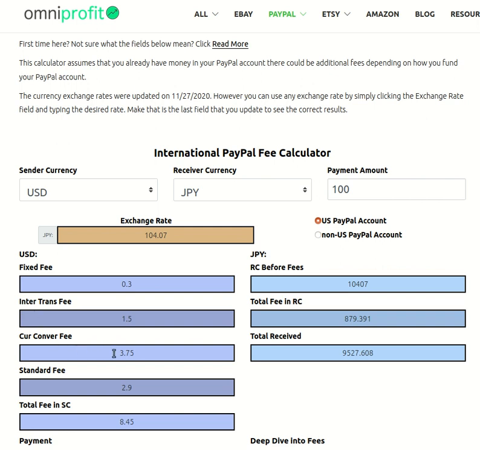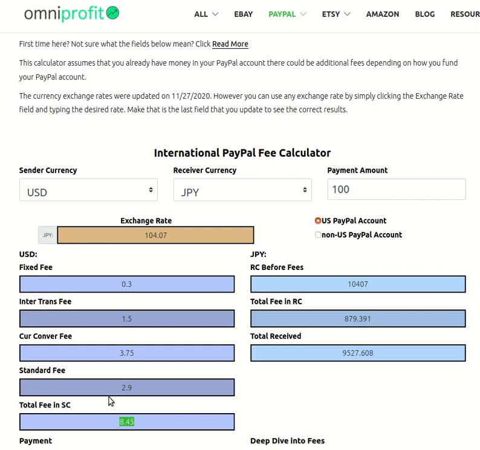The next fee, the currency conversion fee, is 3.75%. And that is because PayPal has to convert from USD to JPY. The last fee is the standard fee. And this is the only thing that's impacted by the US PayPal account versus non-US PayPal account. So for US PayPal accounts, the standard fee is 2.9%. So for this example, the total fees paid to PayPal in dollars is $8.45.